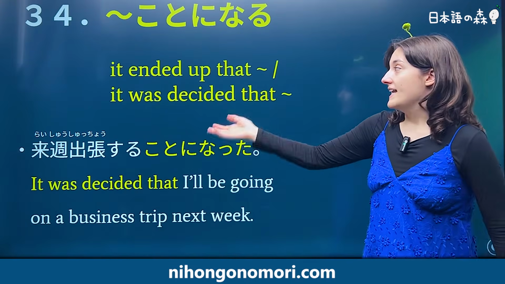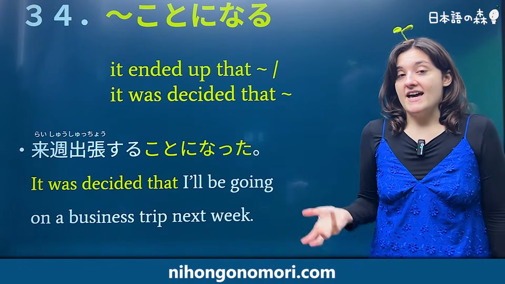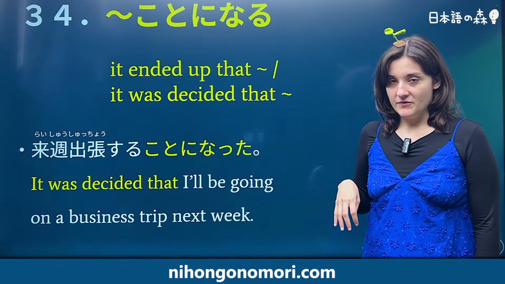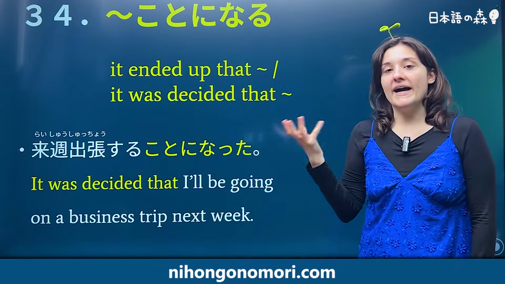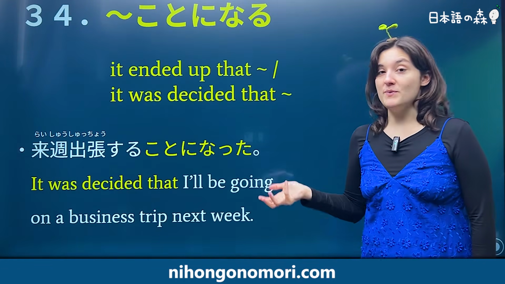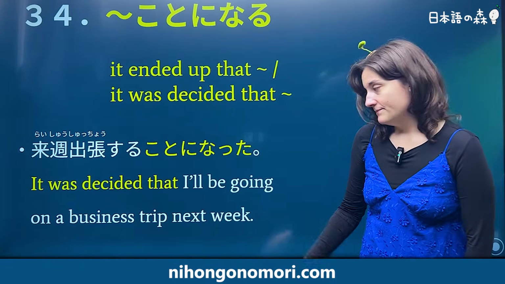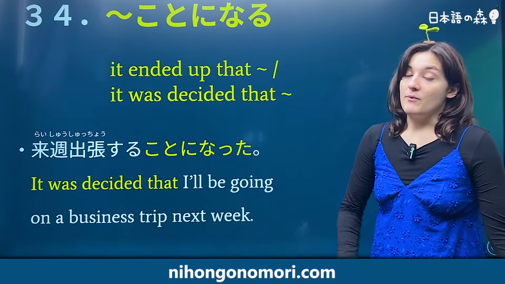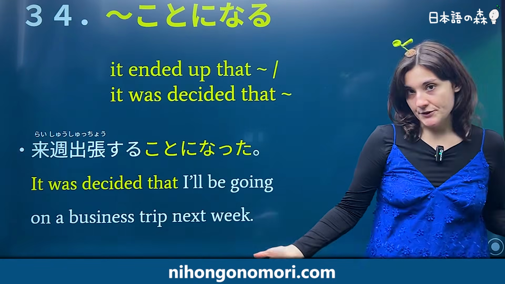Koto ni naru. It ended up that, or it was decided that. So this is the way that you express that a decision was made, but you had nothing to do with the decision, right? Like it was decided that next year's trip will be to Hokkaido, or it was decided that from now on, nobody can ride on a bike with two people. So here we have 来週出張することになった. It was decided that I'll be going on a business trip next week. So, for example, your boss, people above you, people other than you, decided what you are going to do.